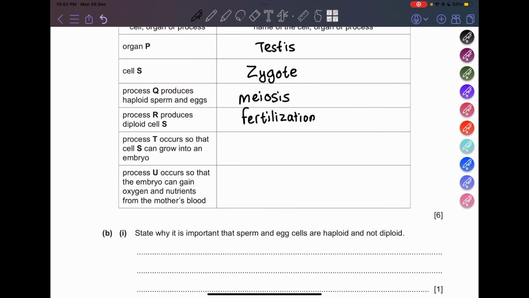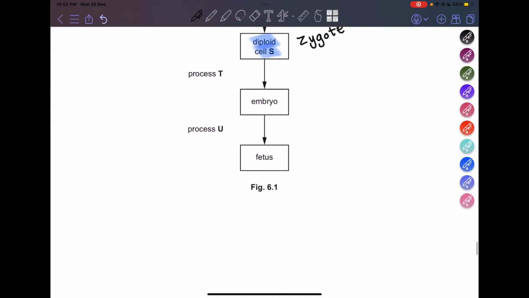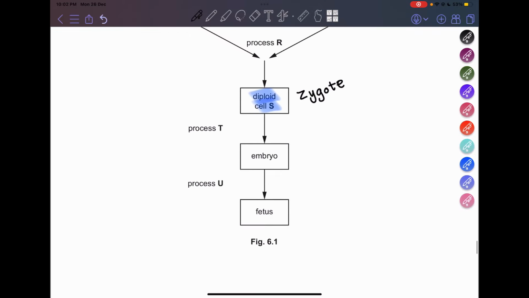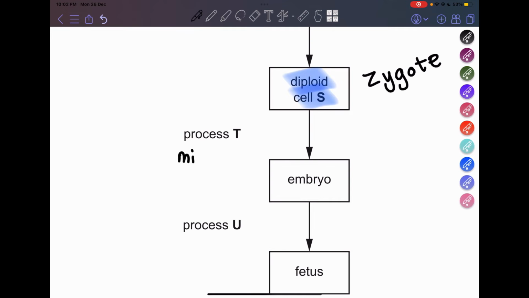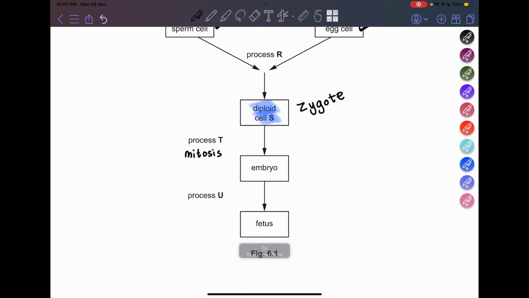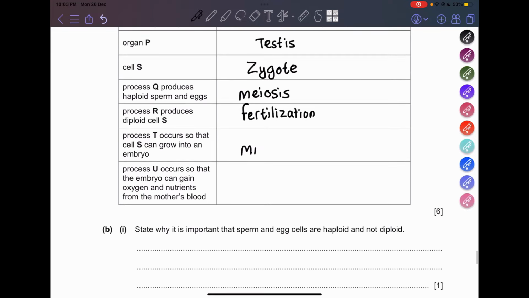Process T occurs so that cell S can grow into an embryo. So process T is going to be mitosis. Mitosis, not meiosis, mitosis. This is because, as we all know, the zygote will perform mitosis to produce diploid cells to start to develop its cells and produce the organs. So it is mitosis.